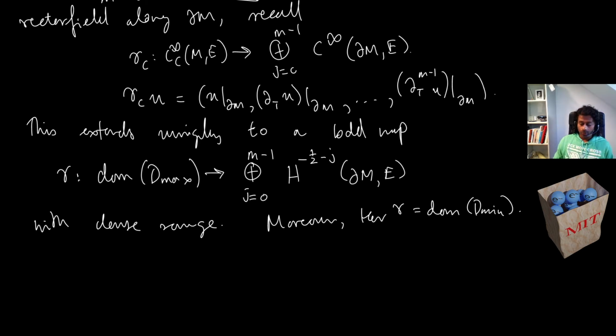At the end of the day, you're right, there are some technicalities that I'm brushing under the carpet here. But the point is that for our purposes, all of this will go away, right? Because for first order problems, when m is equal to 1, we only have the boundary trace without any derivatives to deal with. That's true.